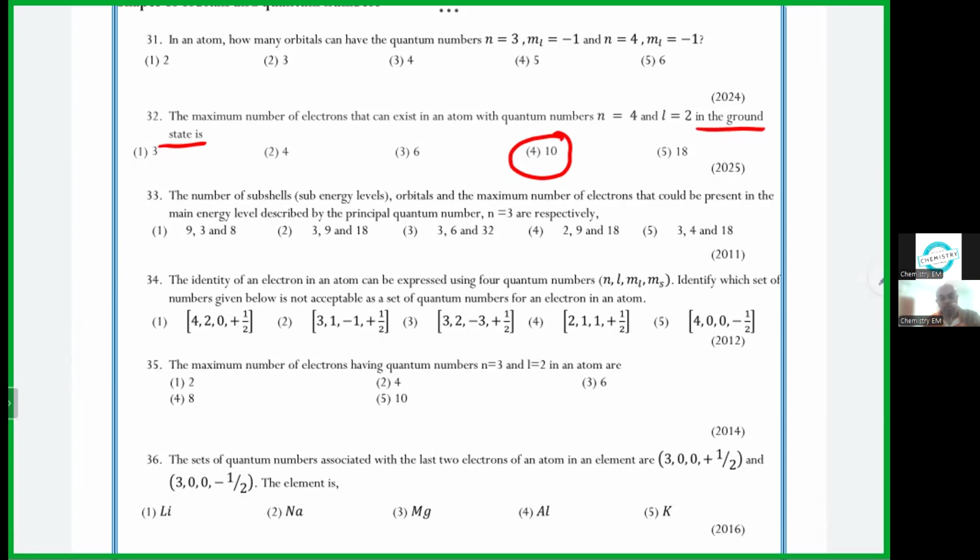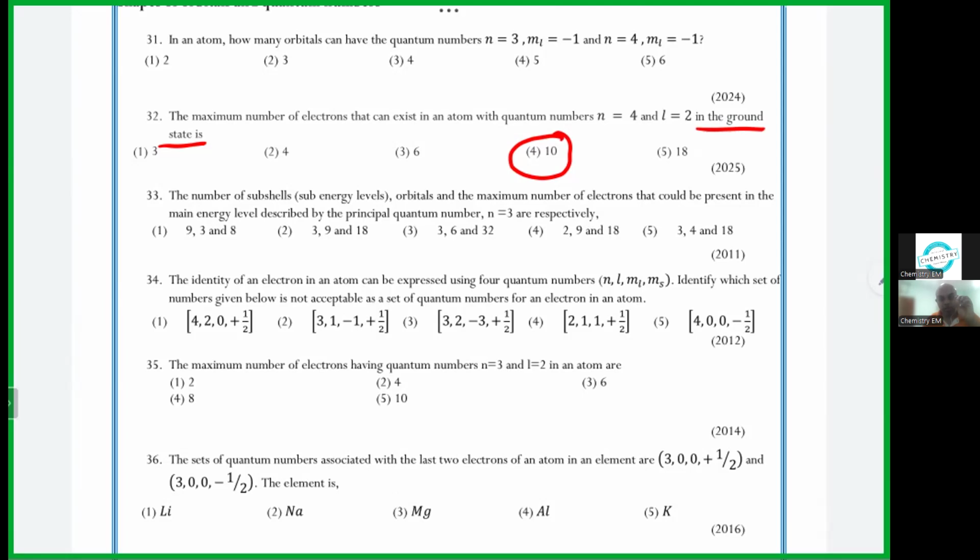Now let's check the fourth one. n is equal to 2. l values can be 0, 1, and 2. Sorry, 0 and 1. 2 is not there. So 1 can be there. l equal to 1 means ml values are minus 1, 0, and plus 1. And minus half, plus half, that is there.